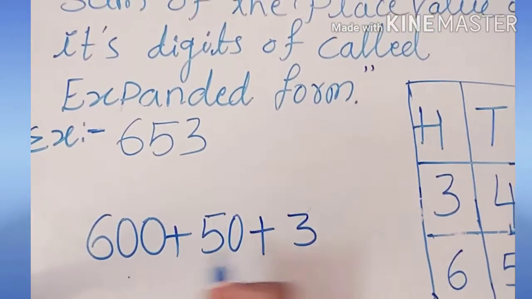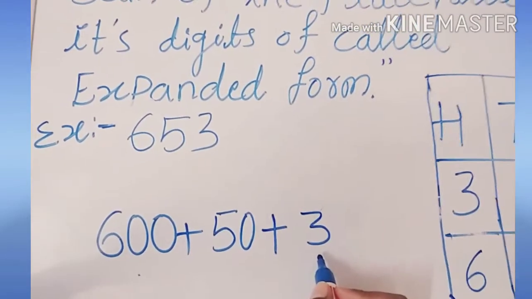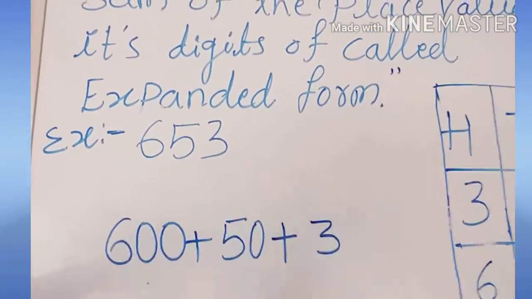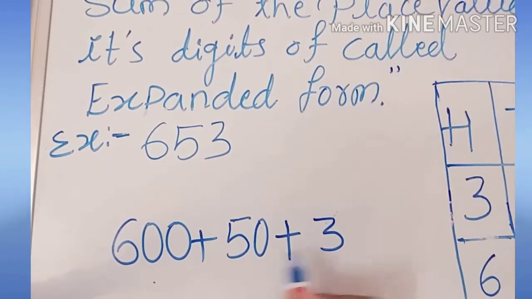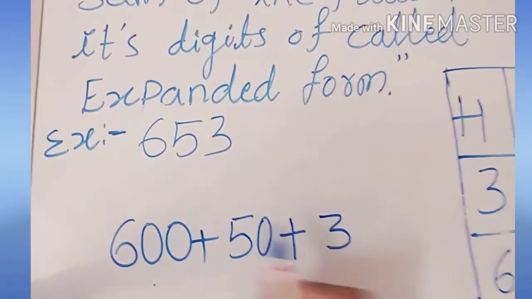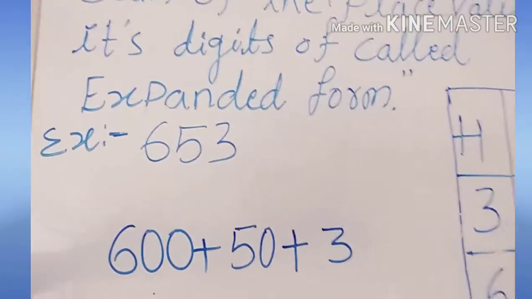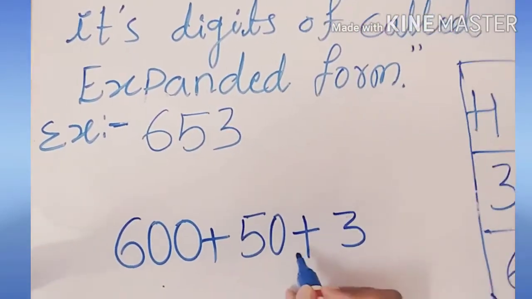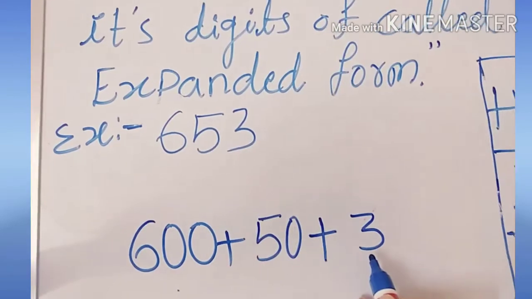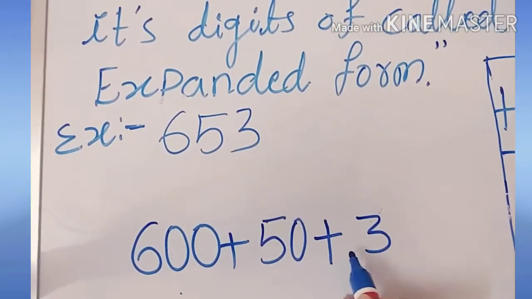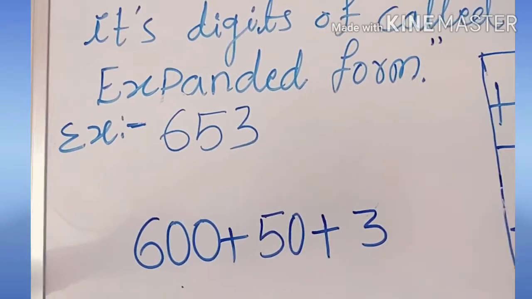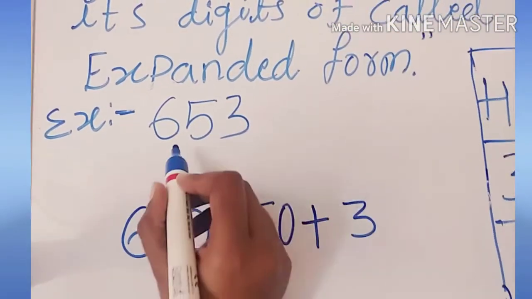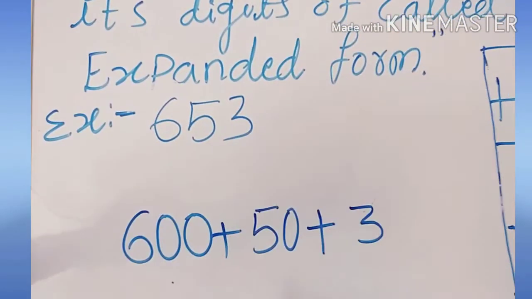Like this we have to write the expanded form of 3-digit numbers. Understood children? We just connect all the digits with the use of addition sign between all digits. Understood? Okay, then how to write the number name of this number?